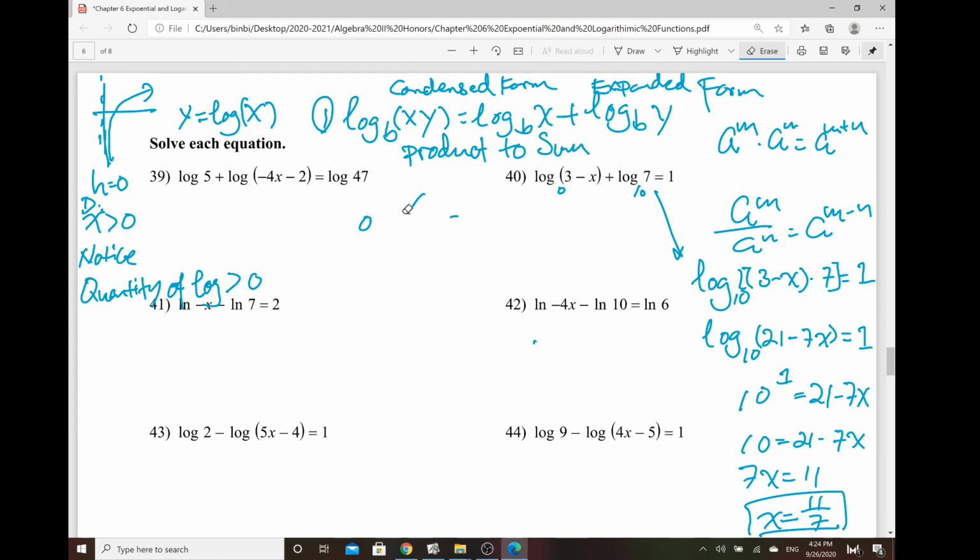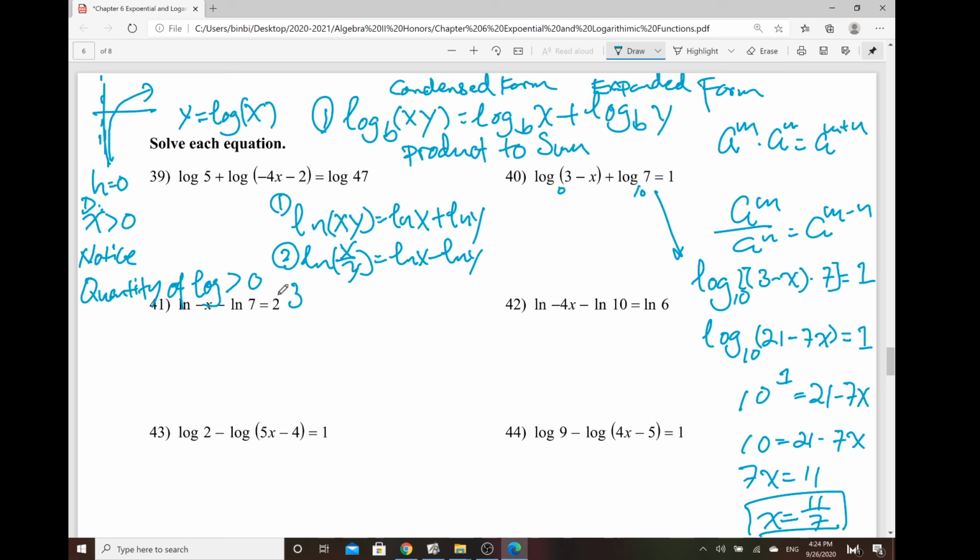Okay, so now take a look at the other one here. So number 42, again, even for the natural log, we can still use the same properties. For the natural log, the only thing that we change is the name for the log. So instead of using log, we're using natural log. So natural log of xy is natural log of x plus natural log of y. Again, condensed form to the expanded form. And then for the quotient, it's quite similar. So subtract. And then for the power, it's power to coefficient.